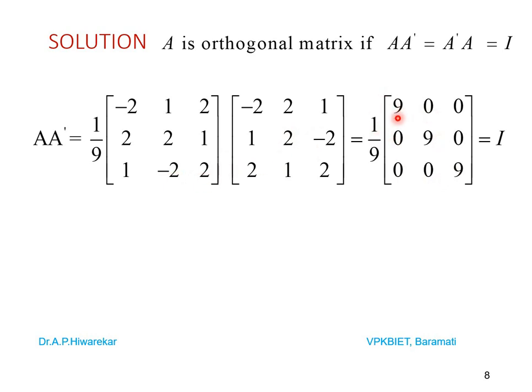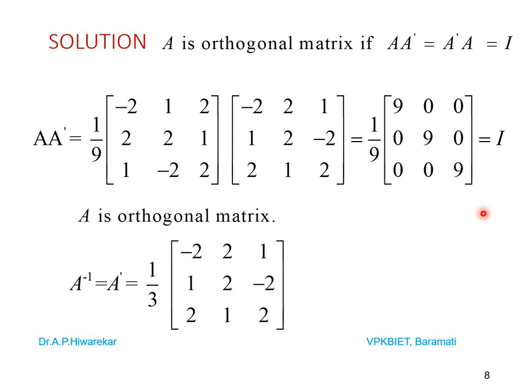So if you multiply inside by 1/9, we get 1 0 0, 0 1 0, 0 0 1, which is the identity matrix of order 3. So A into A transpose is equal to I, and you can easily verify A transpose into A is also I. So we conclude the given matrix A is orthogonal, and by the property of orthogonal matrix, A inverse is A transpose. So it is 1/3 of this matrix: 2, -2, 1, 1, 2, 2, -2, 1, 2, which is the final answer of this problem.